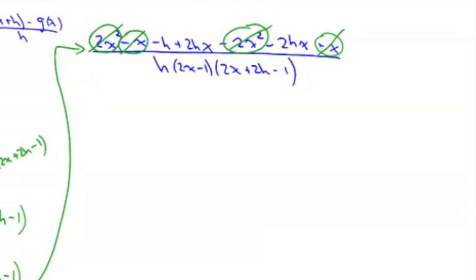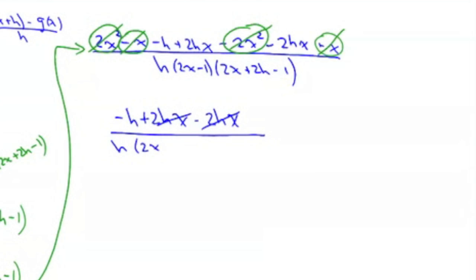So you're going to get negative h plus 2hx minus 2hx. Oh, wait a minute, they cancel out too. Isn't that nice? All over h, 2x minus 1, 2x plus 2h minus 1. It's awesome, more canceling. Let me kill them with green markers. Now they're gone. Wish I had red, it would look better. Now once those two are gone, you have h over h here, so I can cancel those and make it just a big fat 1.